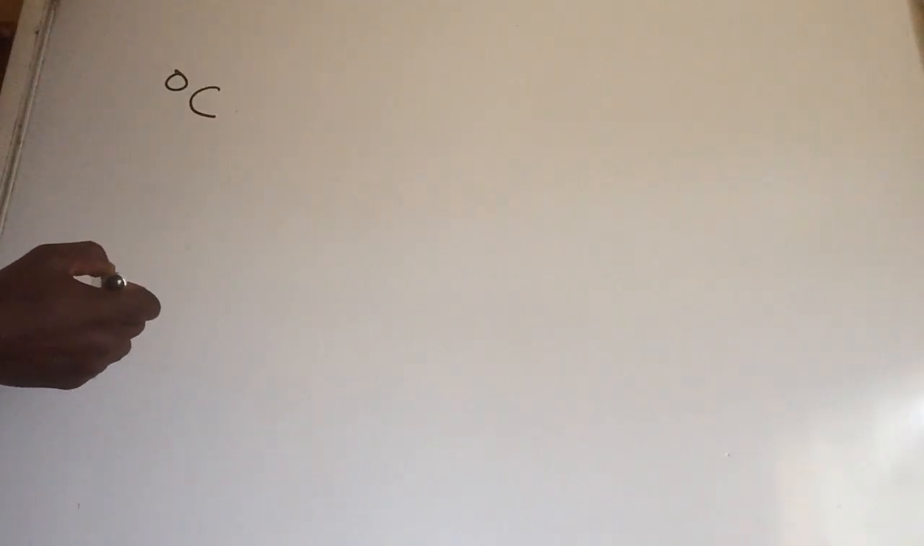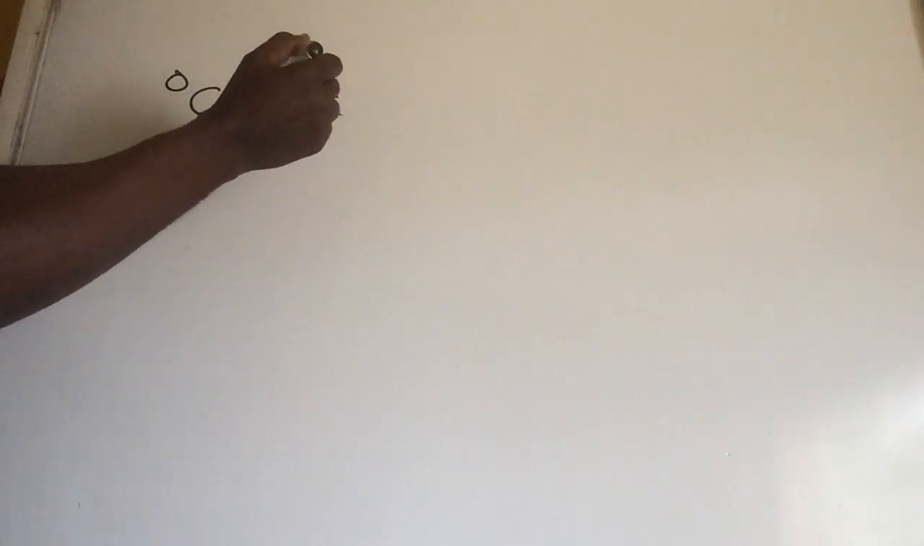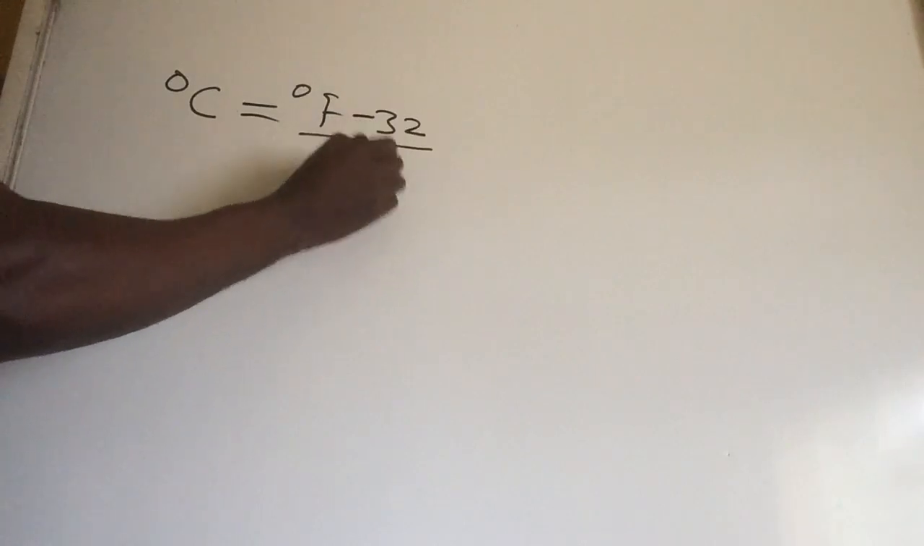So now we have the first relationship, which is degrees Celsius to Fahrenheit. The formula to relate them is: degrees Celsius equals Fahrenheit minus 32, all over 1.8.